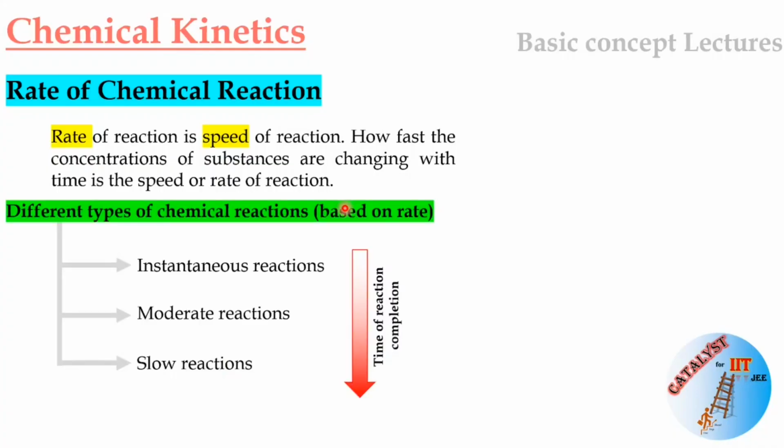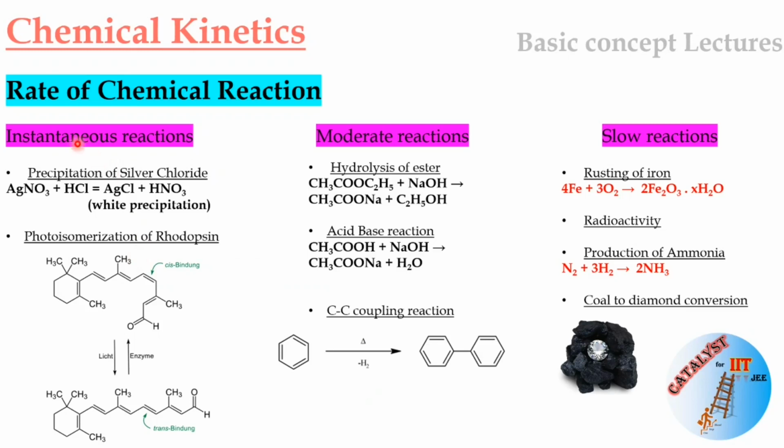Well, so based on the rate of reactions, there are different types of chemical reactions: instantaneous reactions, moderate reactions, and slow reactions. For slow reactions, it takes a long time to complete the reaction, whereas for instantaneous reactions, it takes a very short time to complete the reaction. Now moderate reactions fall in between instantaneous reactions and slow reactions.